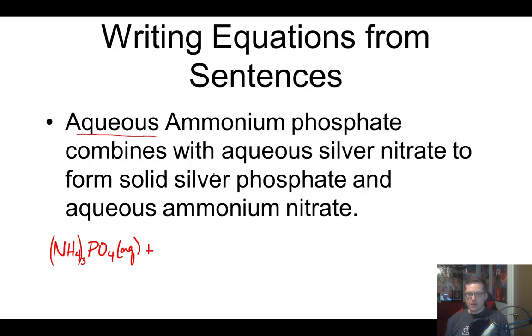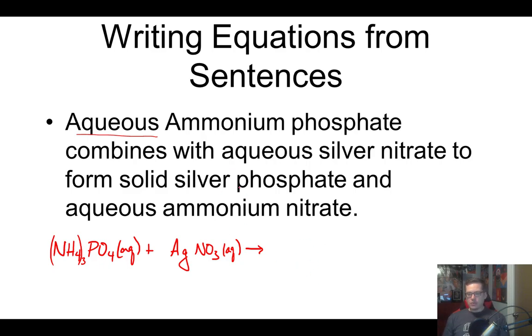And then it says it combines with aqueous silver nitrate. So our silver is Ag, and then nitrate is NO3. Think about your charges. Silver is +1 because of the 3-2-1 rule, and then nitrate is -1. So it's 1 to 1, we're good to go. And then it says aqueous silver nitrate, so we'll put aqueous for that as well. And then they went ahead and told us what the products were. But based on this, you can already tell that this is a double replacement reaction.